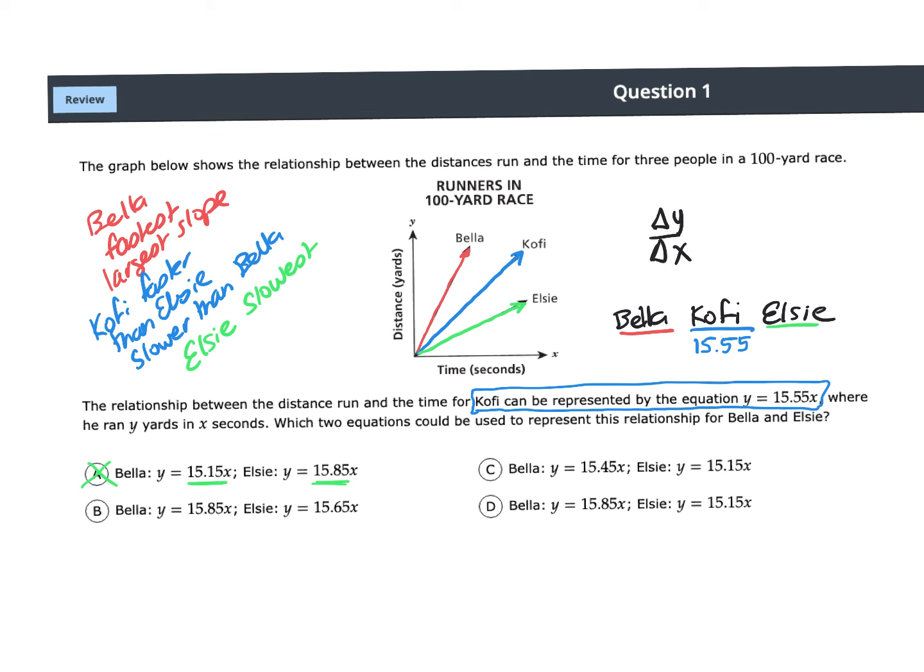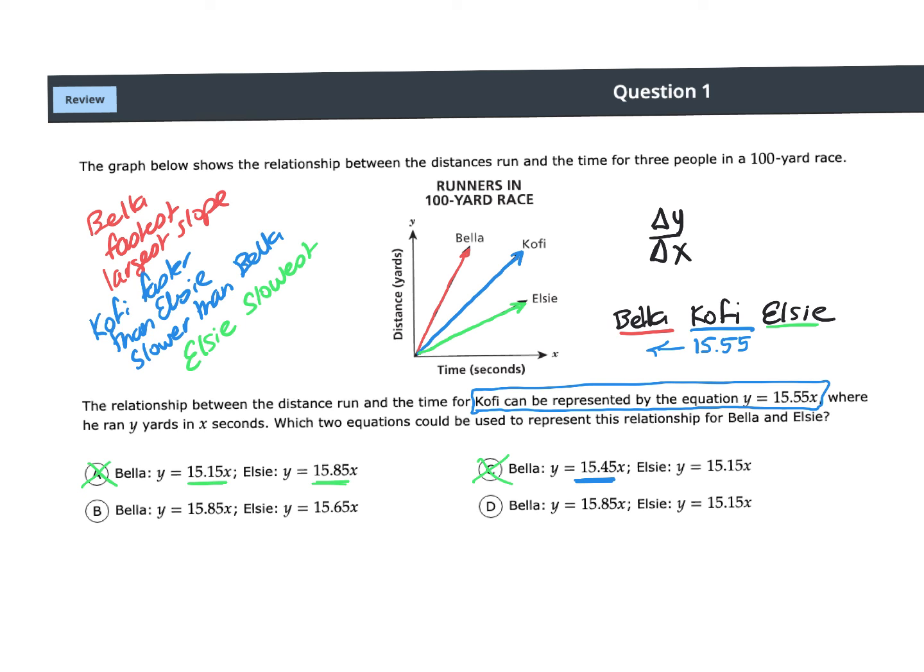So I'm going to look and see if I can rule out anything here. So 15.55, Bella needs to be larger than that. And I can see that in choice C, Bella is not larger. So I need to rule that out. Now I still have 2 possibilities.